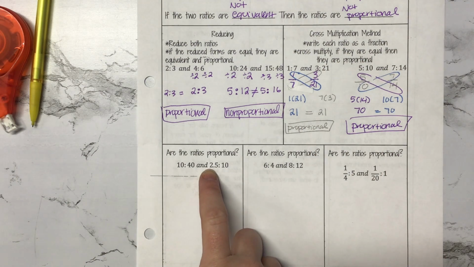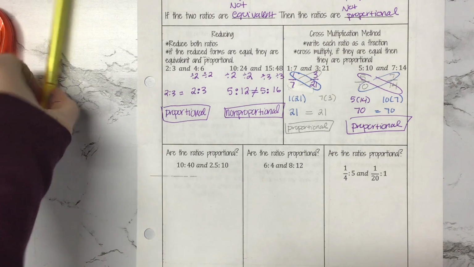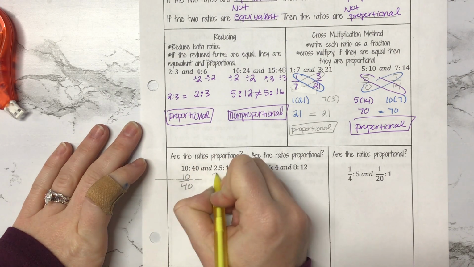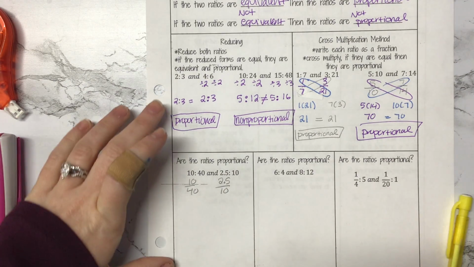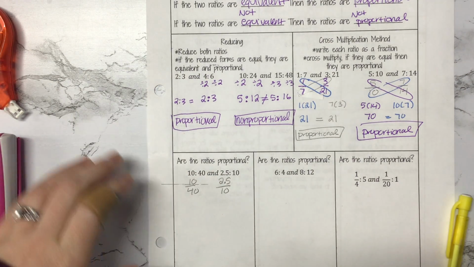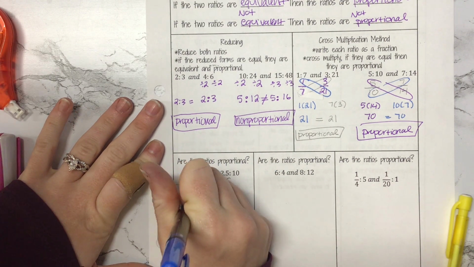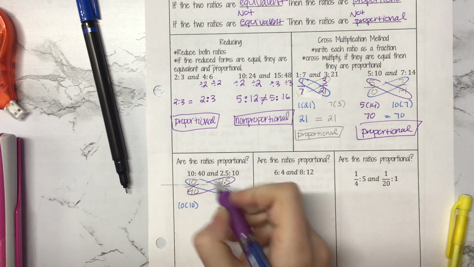Okay, so I don't know how to reduce a decimal. That's a lot to think about, and sometimes I can't do that. So I'm going to write each one as a fraction: 10 over 40 and 2.5 over 10. Then I'm going to cross multiply and do 10 times 10 and 40 times 2.5.